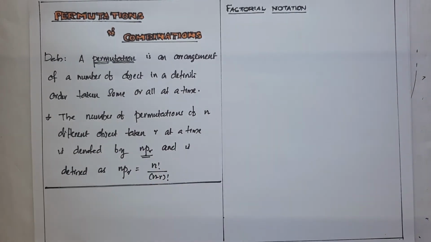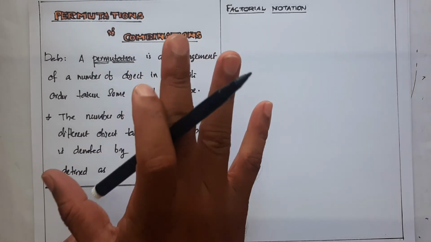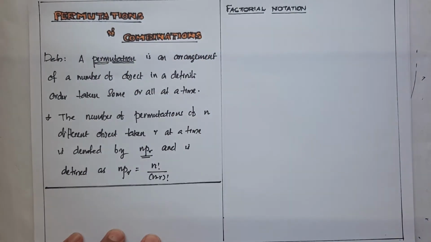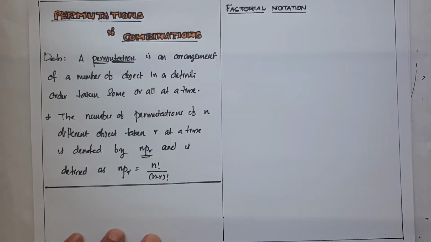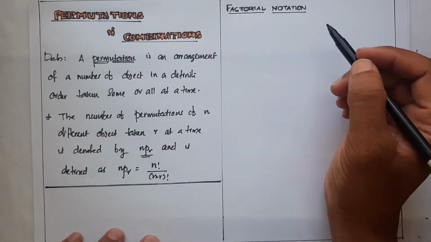That is, first of all we say what is factorial. What is permutation, what is combination, what is nPr, and what is n factorial, n minus r factorial, all this we can explain later. Here we have just stated the definition; the detailed aspects we can discuss later. First we define what is factorial.